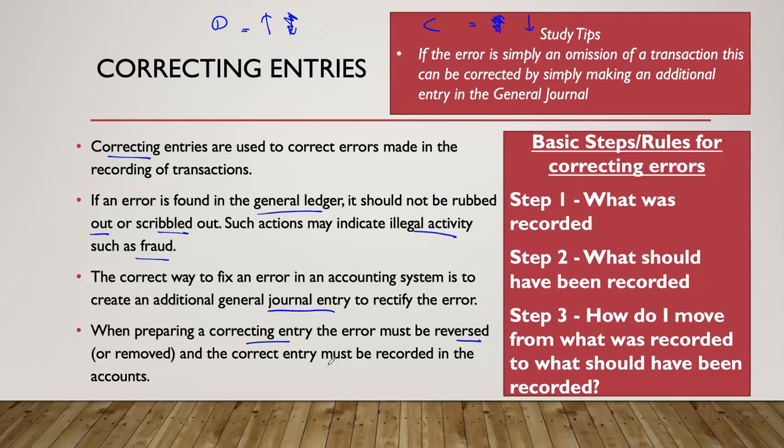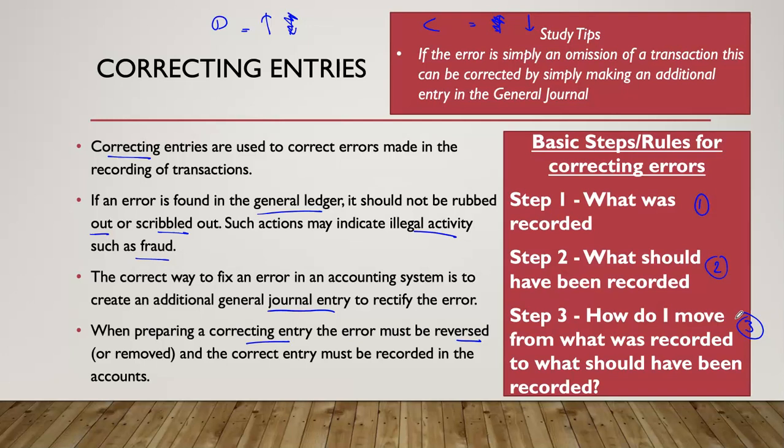Step 1, you are going to think in terms of your debits or credits, what was recorded? What was actually recorded when this mistake was made? Step 2, you are going to go, what should have been recorded if it was perfectly recorded? Step 3, you're going to look at and go, how can I fix up? What do I move from what was recorded to what should have been recorded to fix this error?